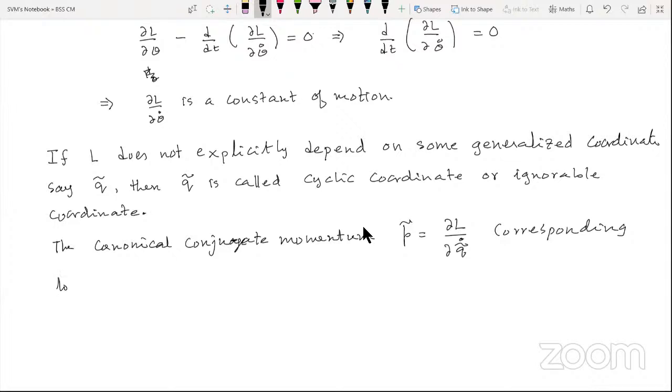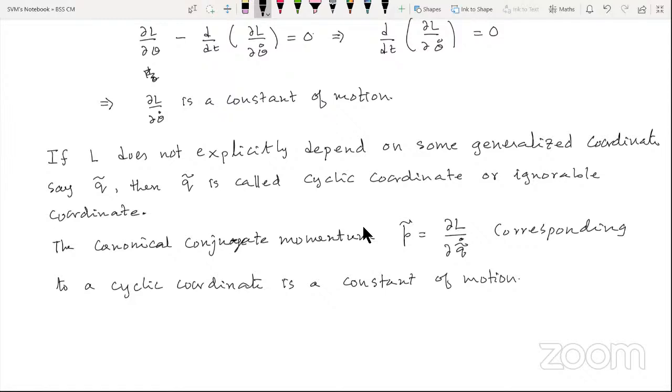Corresponding to a cyclic coordinate is a constant of motion. This is an important thing, and we will come back to it a little later, but at this moment I want to use this fact. Since theta is a cyclic coordinate, the Lagrangian does not depend on theta, so the partial derivative of the Lagrangian with respect to theta dot will become a constant of motion.